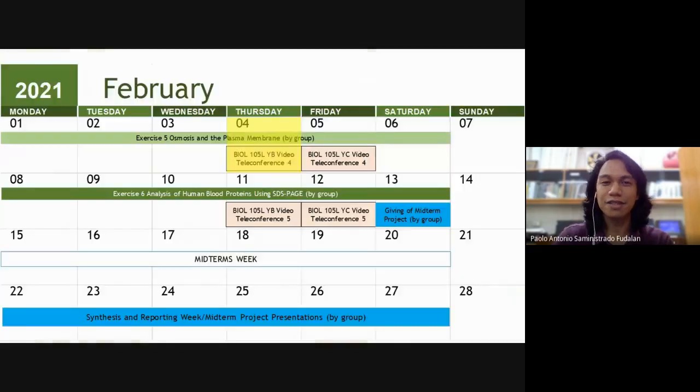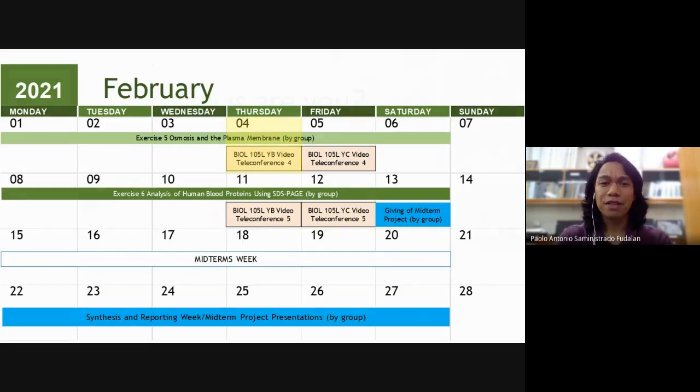Sorry. So here's our schedule. We are now in February. We are doing our fifth video teleconference, so quite advanced as compared to the one in the calendar. Also, the exercise being done right now is Intro to Proteomics, or Spectrophotometry of Proteins, Exchange with Osmosis in the Plasma Membrane. Next week, we are going to have our last exercise before the midterms week. I will be giving you your midterm project per group again next week in our video teleconference.